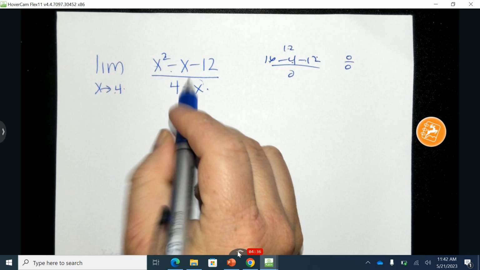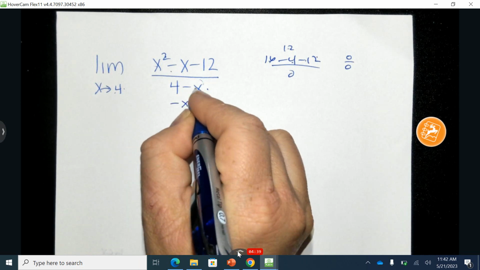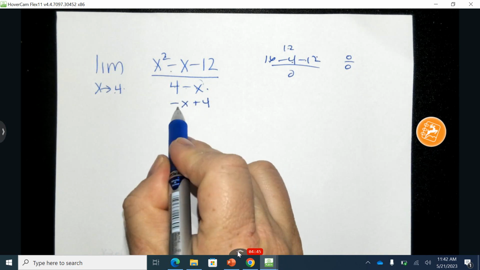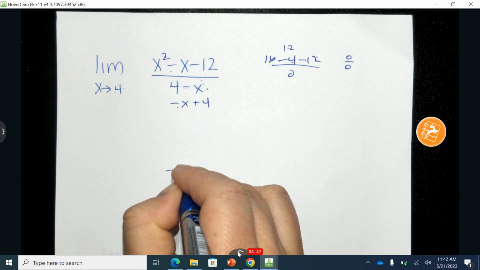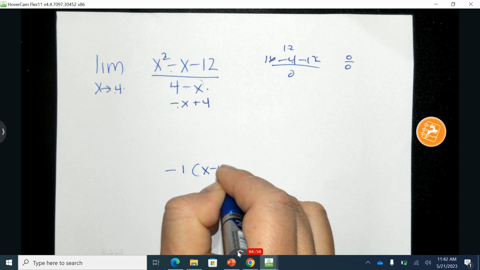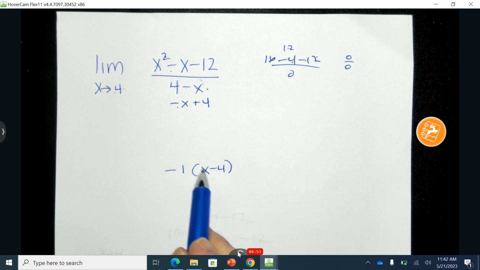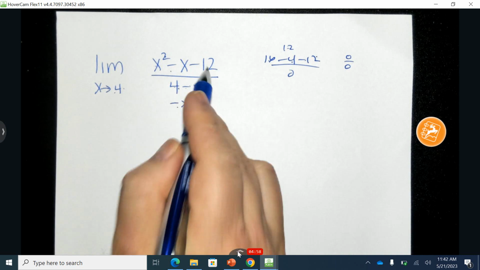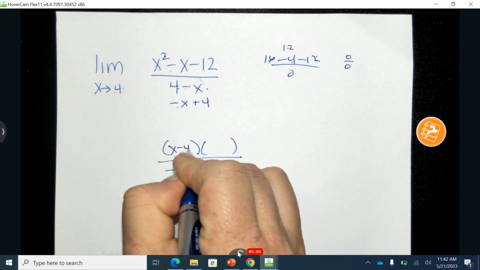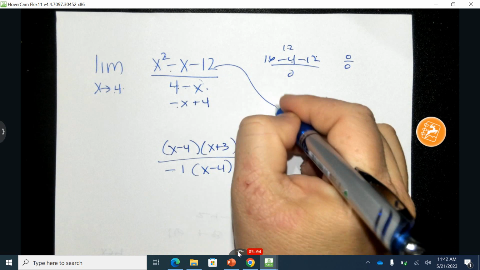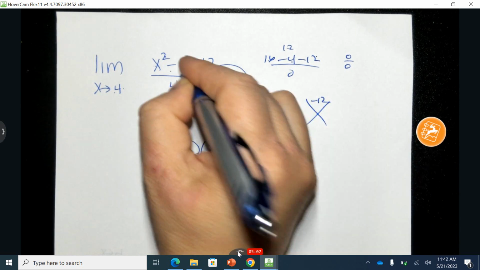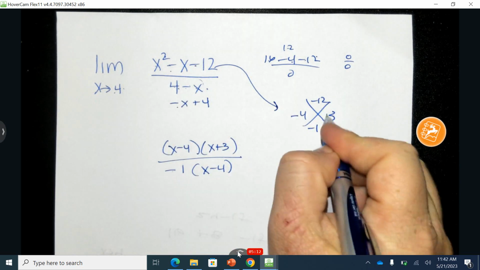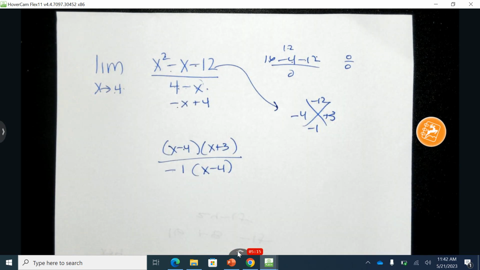Now, I recognize that this can be rewritten as negative x plus 4. So let's factor out a negative sign. I'm going to rewrite the denominator as negative 1 times the quantity x minus 4. If I distribute the x, I still get a negative x, and I get a positive 4. Now on the top, I'm going to factor this into x subtract 4 and x plus 3. Over here, what multiplies equals negative 12, combines equals negative 1? That would be 4 and 3. Again, different signs, a larger number being negative. That's why I have a negative 4 and a positive 3.